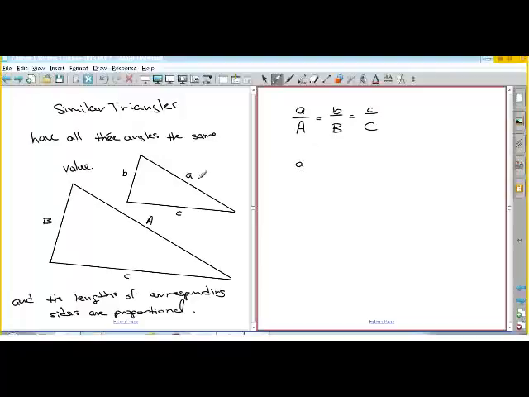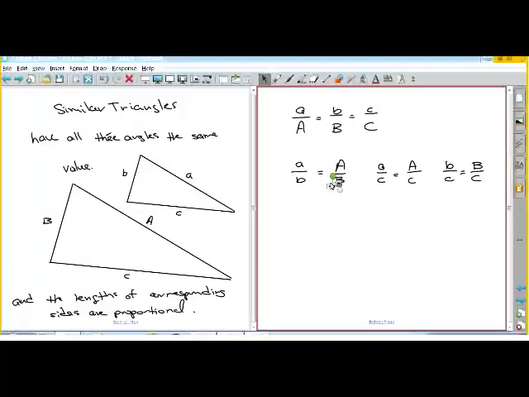Or I could say that this length, side a, to this length, side b, is the same as, within the same triangle, the same corresponding lengths. And you could do that with all sides, comparing all three sides. So here's a and b. I could do a and c, and I could do b and c. And these give you the same information.